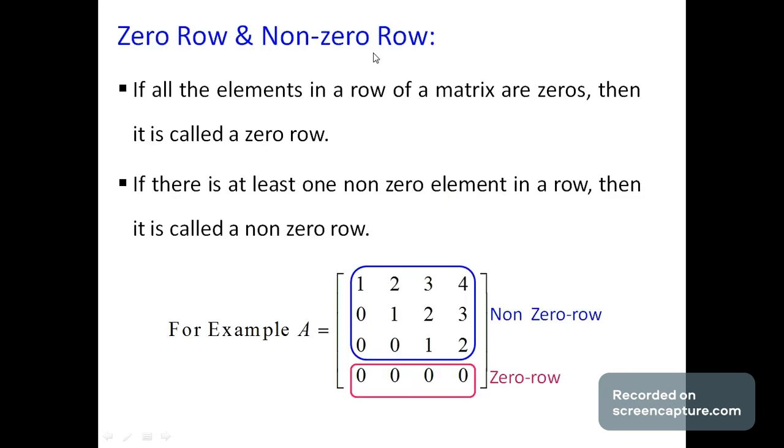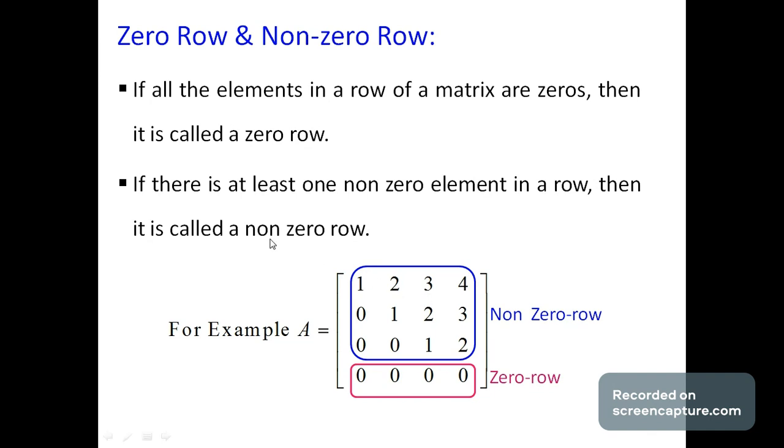Next, zero row and non-zero row. If all the elements in a row of a matrix are zeros, then it is called a zero row. In this matrix, we have non-zero rows and zero rows. The zero row means all the elements are zeros. A non-zero row means at least one element is a non-zero element. Then it is called a non-zero row.